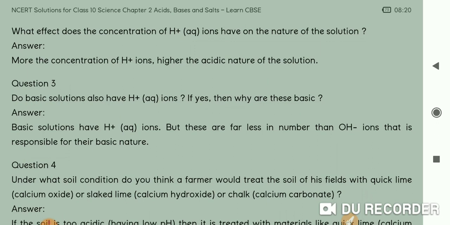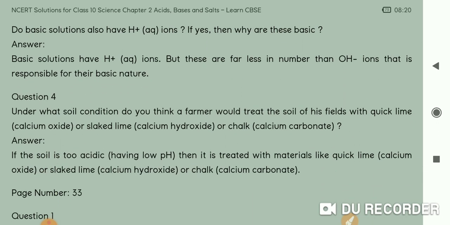So question number 3 is, do basic solutions also have H plus ions? If yes, then why are they basic? So basic solutions have H plus ions, but these are far fewer in number than OH minus ions. That is responsible for their basic nature. Every solution has H plus ions, but in some solutions they are very few, so that solution is considered basic, because OH minus ions are more as compared to H plus.